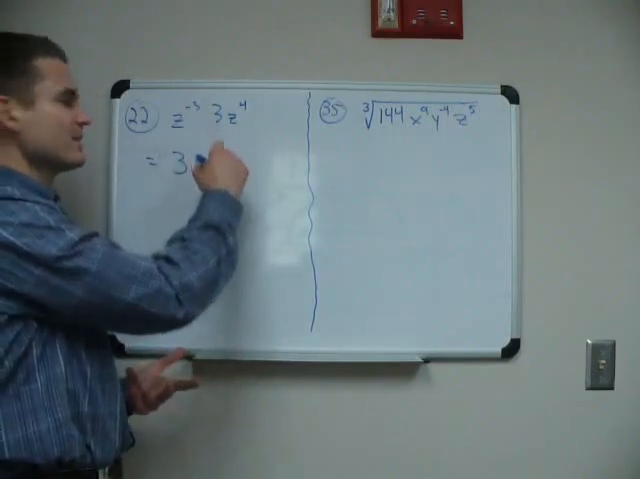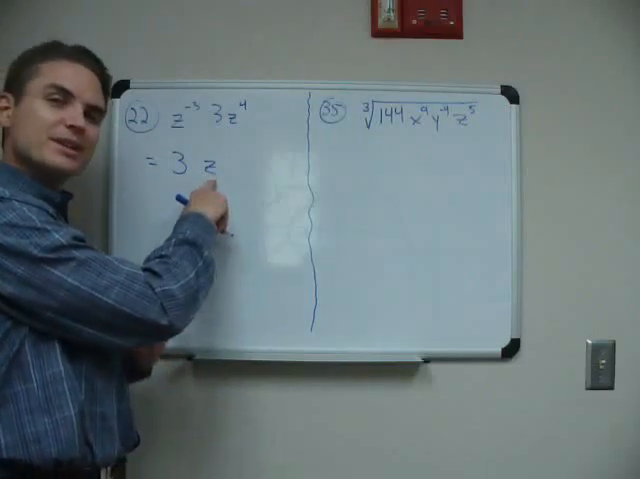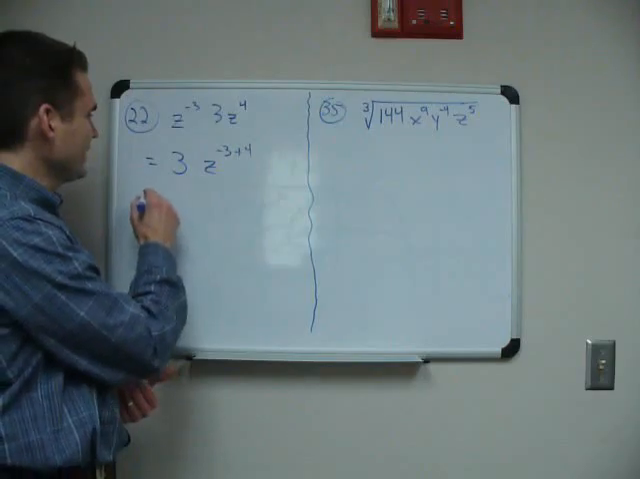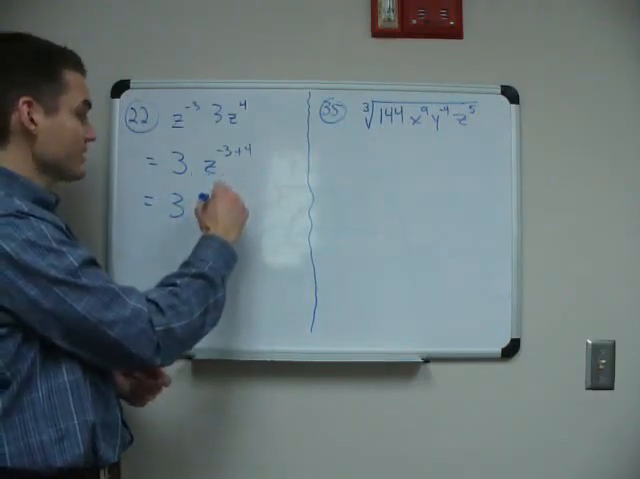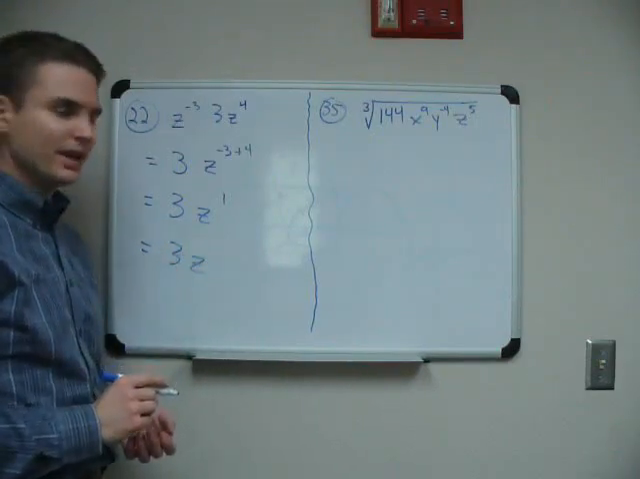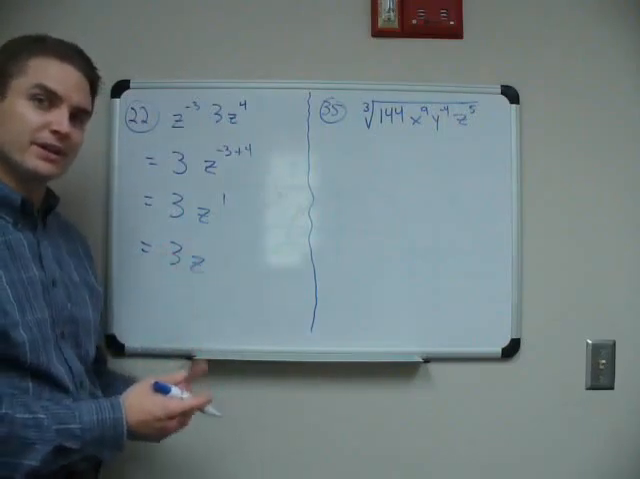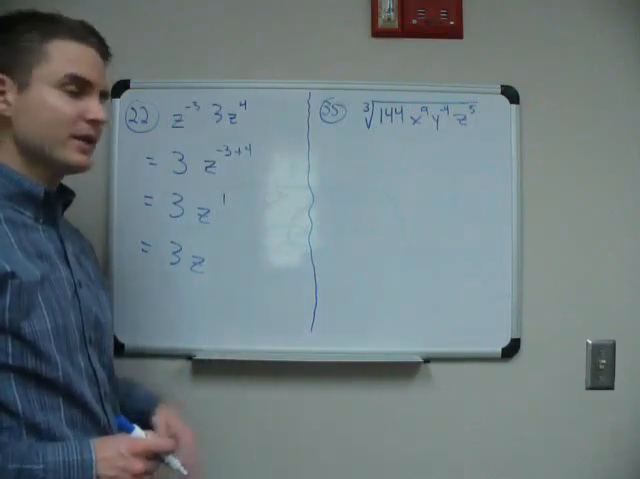So I've got z to the power negative 3 times z to the power 4. That's going to be z to the power negative 3 plus 4. So this is really just 3 times z to the power positive 1, which we can just write as 3z. Not bad. And obviously there's nothing else we can do because we don't know what z is. 3 times z is as simple as it can get. So let's go over to this one.